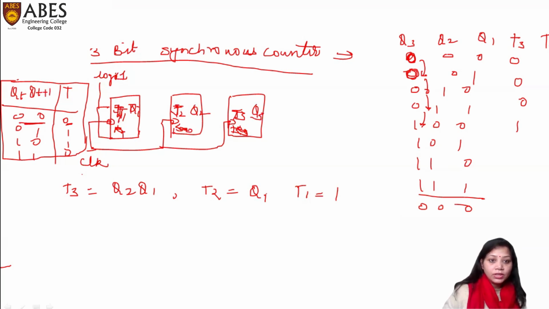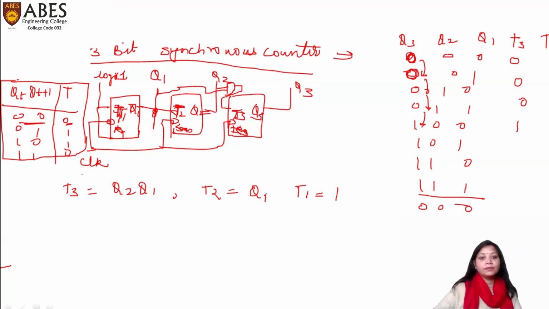T2 is Q1, so this T2 is connected to Q1. And the outputs are this Q1, this Q2, and this Q3. T2 is Q1, we have connected here, and T3 is Q2 and Q1. That means for Q1 and Q2 we use one AND gate and connect it to T3. This is the 3-bit synchronous counter using the T flip-flop.